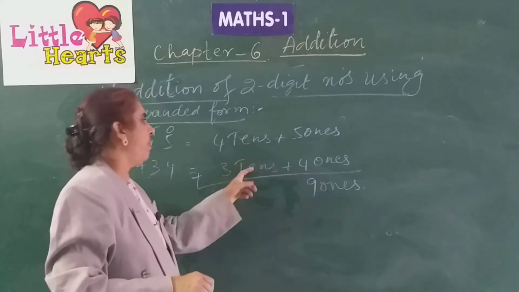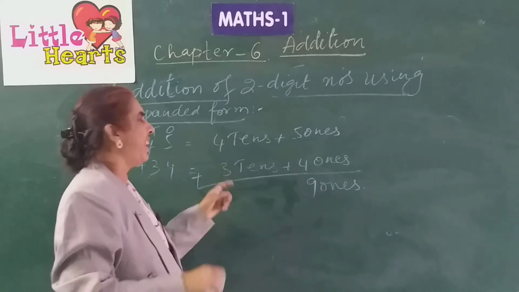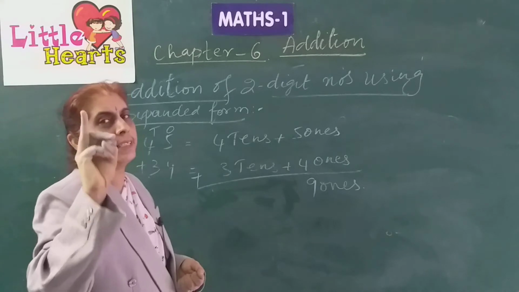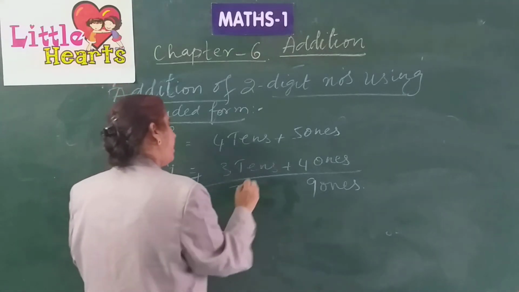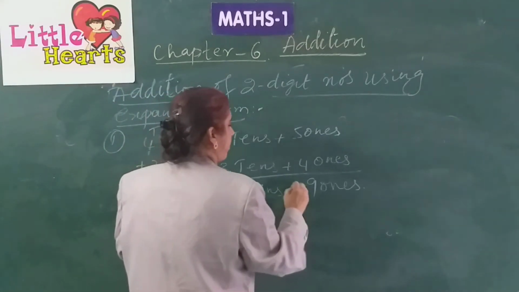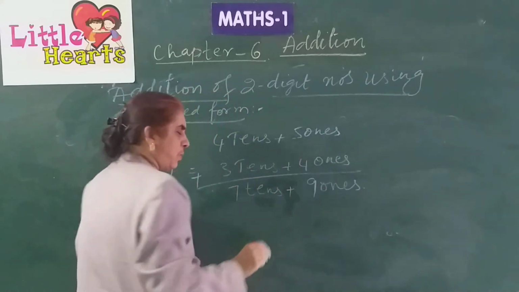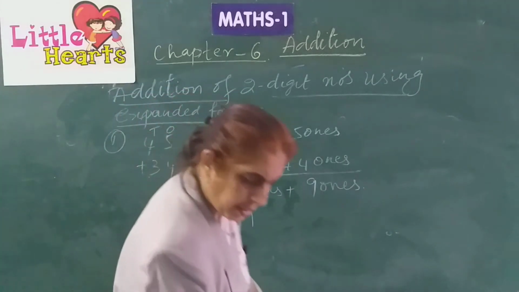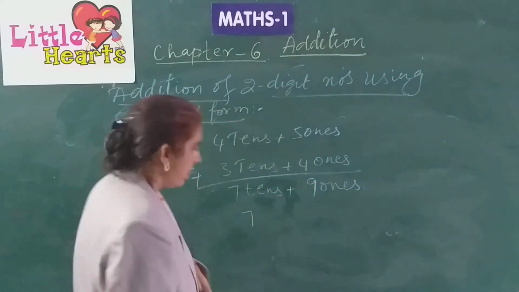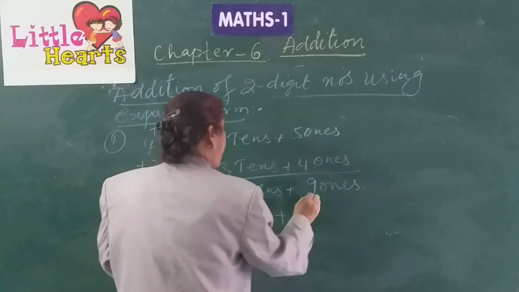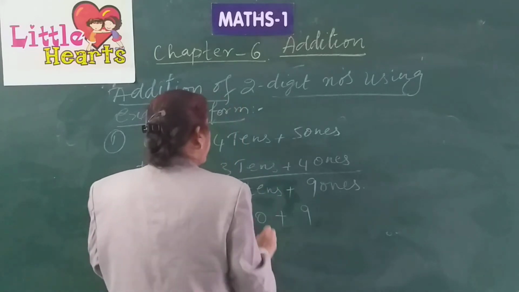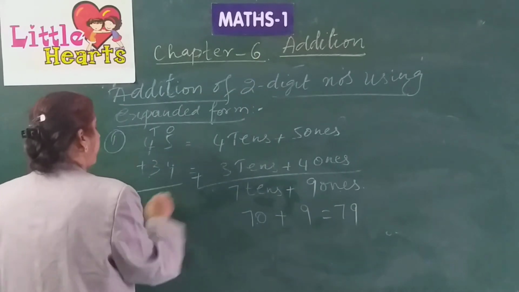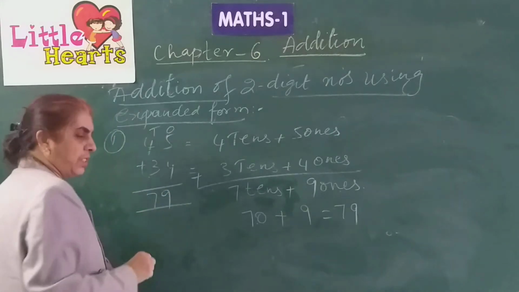And 4 tens plus 3 tens. 4 plus 3. 3 fingers after 4: 5, 6, 7. 7 tens. 7 tens plus 9 ones. 7 tens is 70, plus 9 ones is 9. 70 plus 9 is equal to 79. The sum is 79.